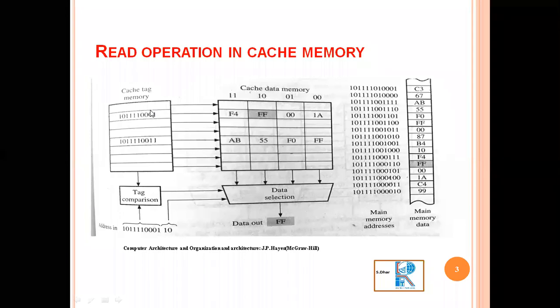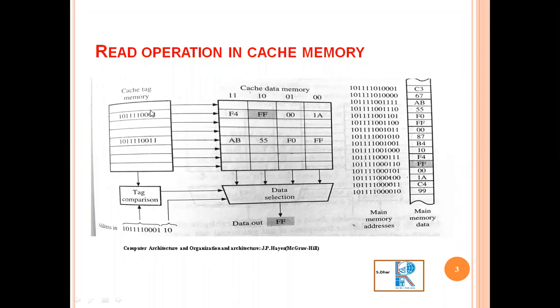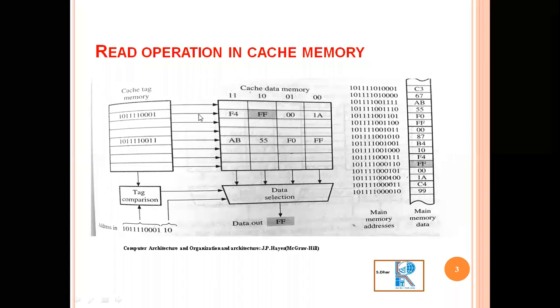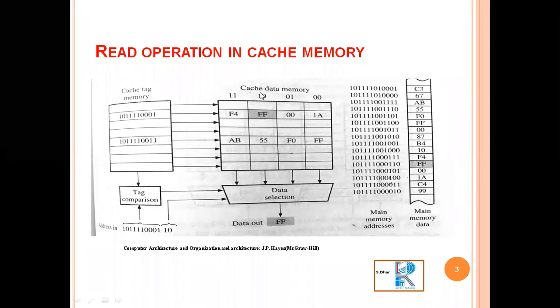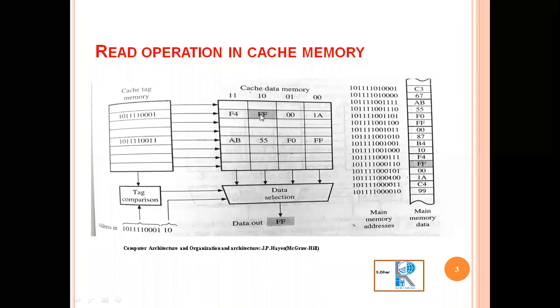That means data is present in the cache memory. This is called a cache hit. Then it will go to the particular address. So what is the address here? 10. See, 10, this is the word address. See, this is the 10, and what is stored here?